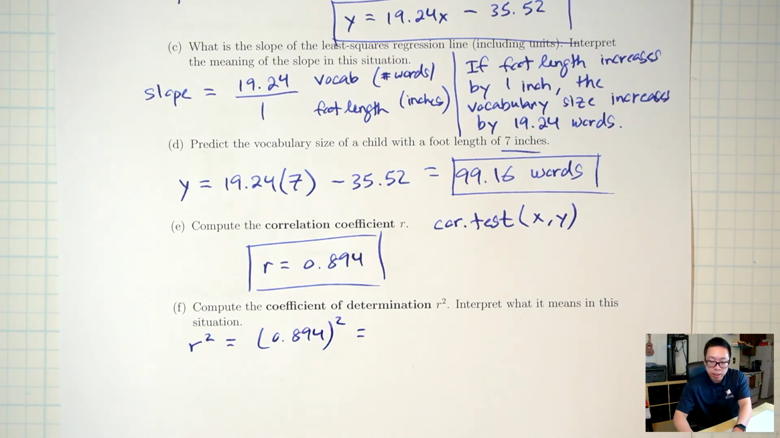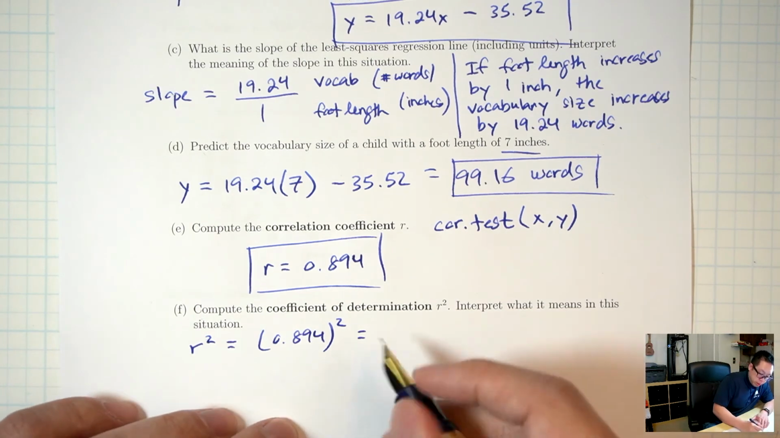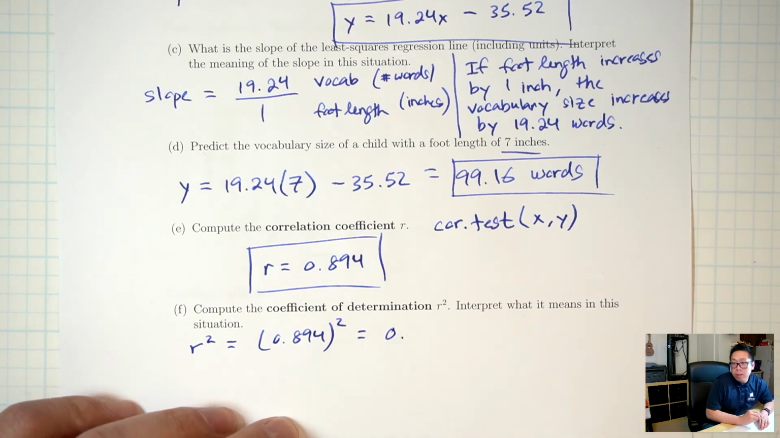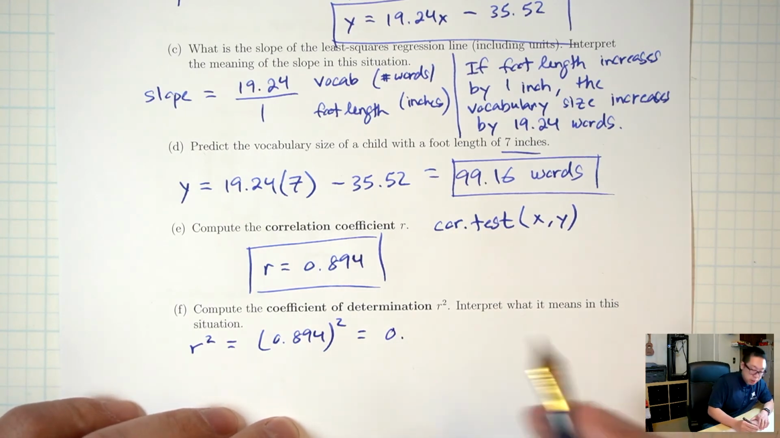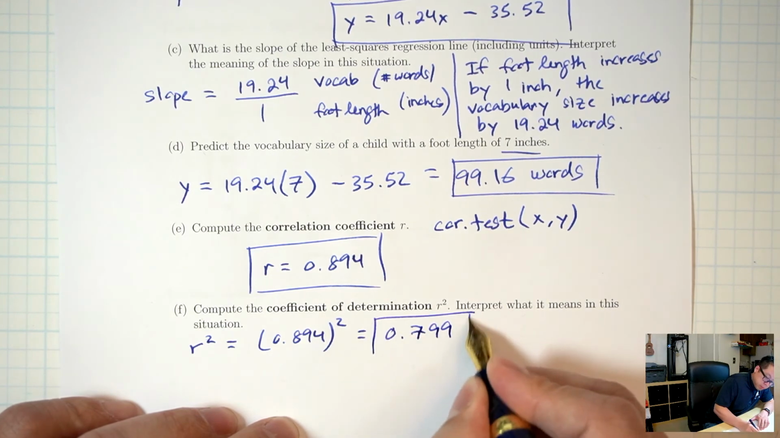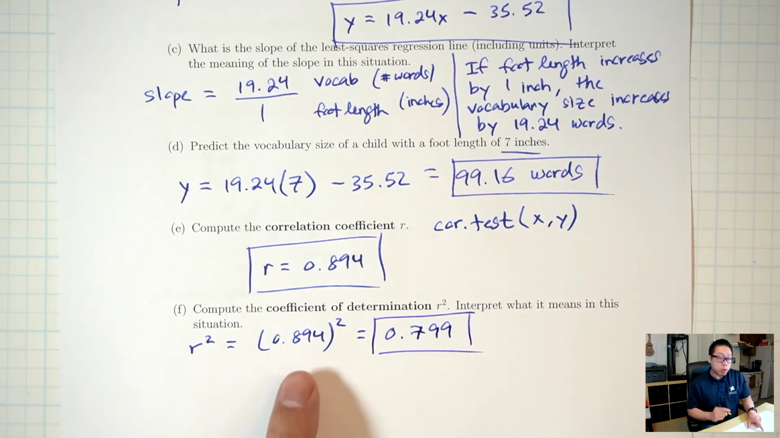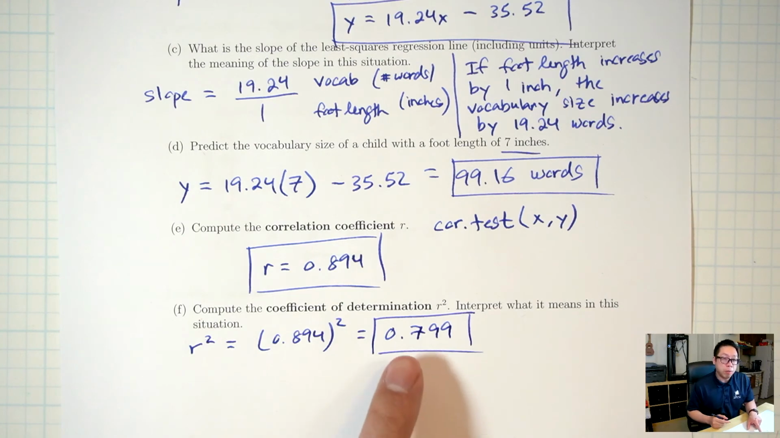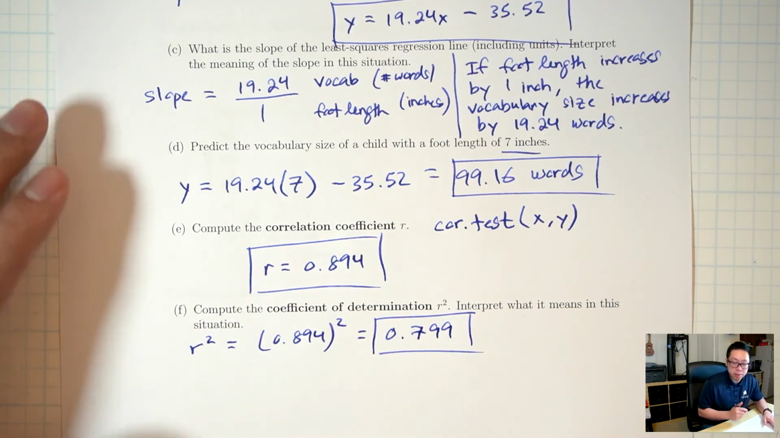Parentheses 0.894 squared. 0.799. So round everything to 3 decimal places. Because we're squaring things, you should always end up with a positive answer. Okay, so if you don't end up with a positive answer, it's probably because you forgot the parentheses.